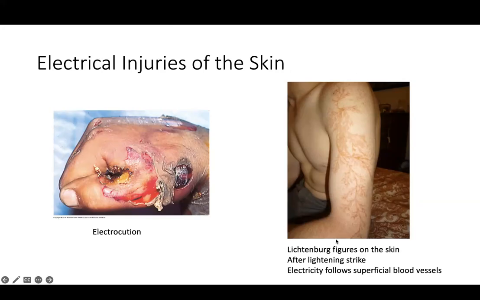The right-sided image is actually just a very interesting image. This is something that you'll probably never see. It almost looks like a fern pattern on this person's arm. This is actually somebody who was struck by lightning. These are called Lichtenberg figures. And the electricity, as it flows through the body from the lightning strike, it travels along really superficial blood vessels, and it causes them to almost become scorched. And it will create this sort of fern-like pattern on the skin.